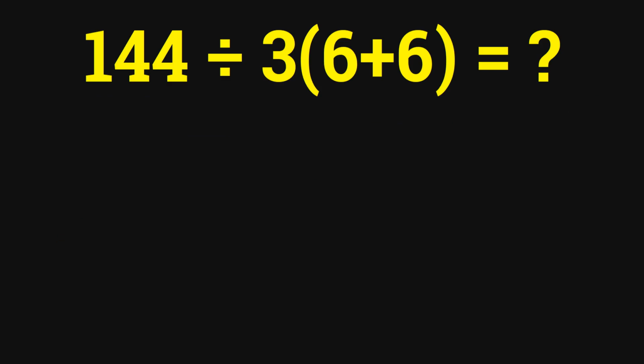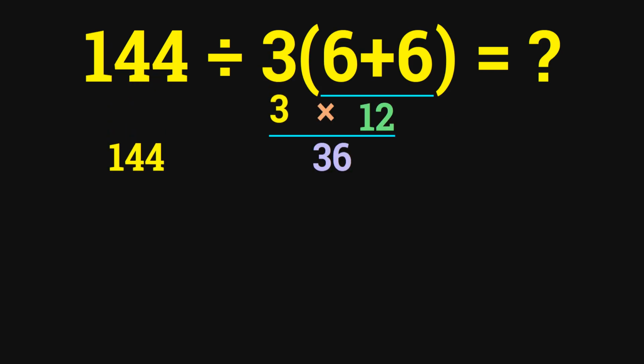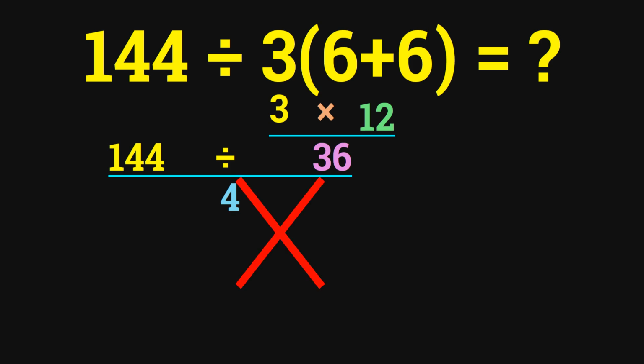6 plus 6 gives us 12. 3 times 12 equals 36. Drop down 144 and divide it by 36. This gives us 4. But this solution is wrong and this answer is not correct.